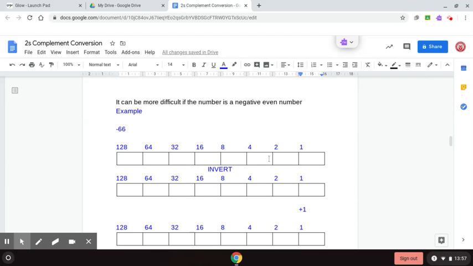So this time we're going to do negative 66. So bigger or smaller than 128, smaller, put a 0. Bigger or smaller than 64, put a 1. That leaves you 2. So it'll just be this. So if you add them together, that's my 66. I then invert. So every 0 becomes a 1, and every 1 becomes a 0.